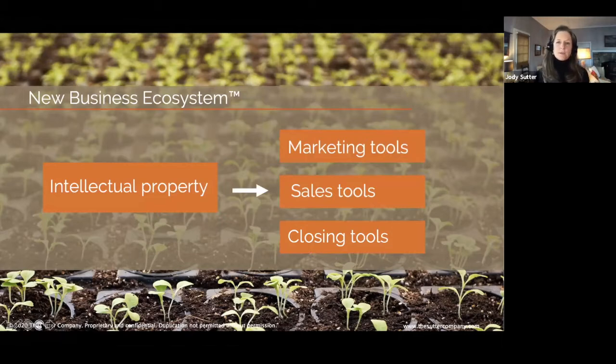So your marketing tools, as you might imagine, are all the things that you use to generate awareness, to support your agency's brand, and it would include your website, your SEO strategy, your business cards, your thought leadership strategy. And then there are the sales tools.